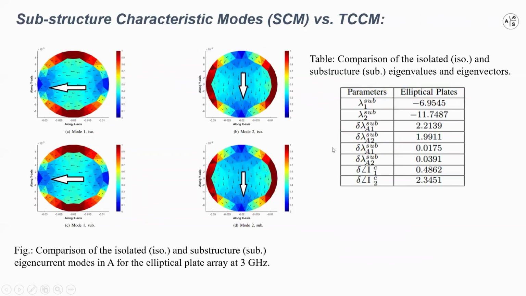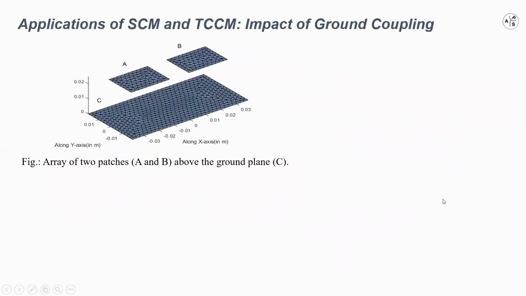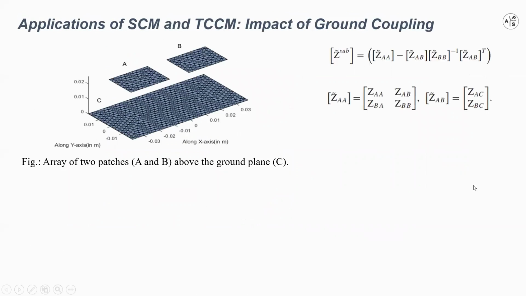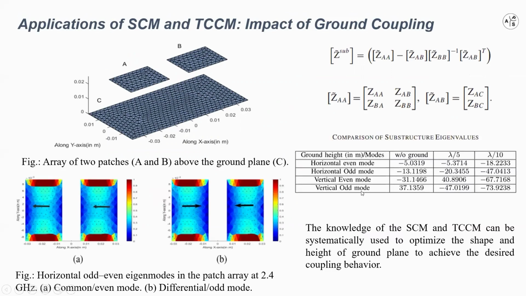For comparison, two pairs of circular plates are shown here. The idea has later been used for the ground coupling analysis. So based on this idea, we can control the coupling between the ground plane and the upper patches here. And the comparison for the first pair of modes is shown here.